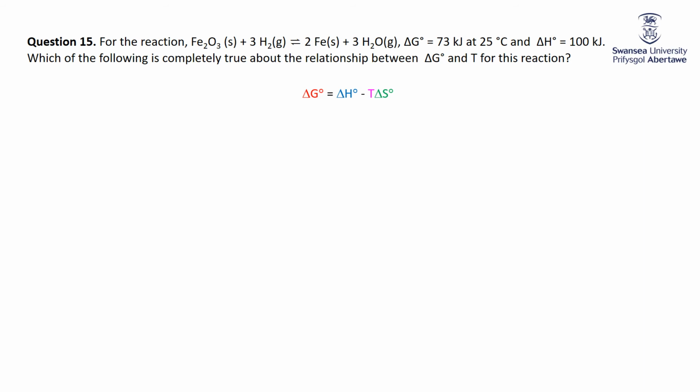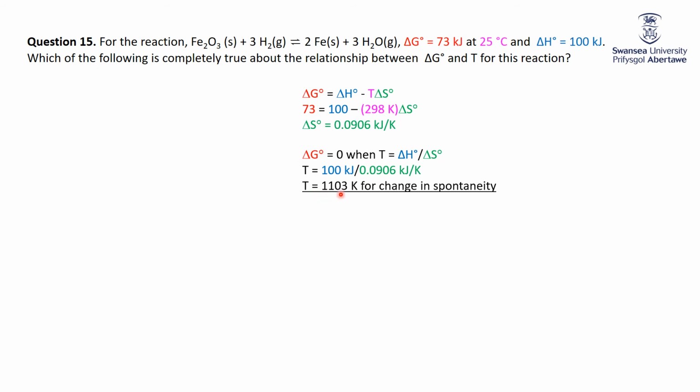So there are various ways we could do this. The way I would do it is I would use the data I have to figure out what delta S is. So delta G is 73 kilojoules, delta H is 100 kilojoules, T is 25 Celsius or 298 Kelvin. So we can figure out that delta S is 0.0906 kilojoules per Kelvin. Okay, so positive. So again, we have positive delta H, positive delta S. So we find out that delta G, of course, is 0 when T is delta H over delta S, just like we talked about in the previous question. So that temperature at which spontaneity changes is 1103 Kelvin.